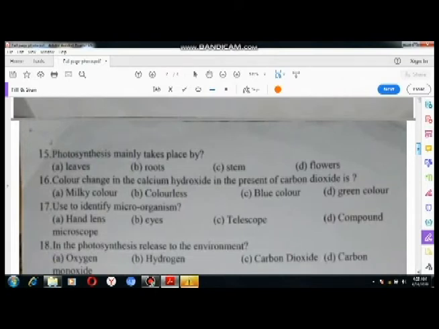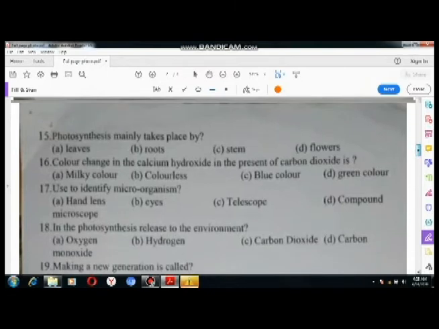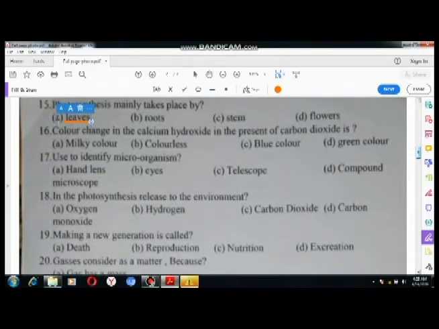Photosynthesis mainly takes place by leaves. Answer A. The color change in the calcium hydroxide in the presence of carbon dioxide is milky color. Colorless lime water turns to a milky color with the presence of carbon dioxide gas. So answer A.